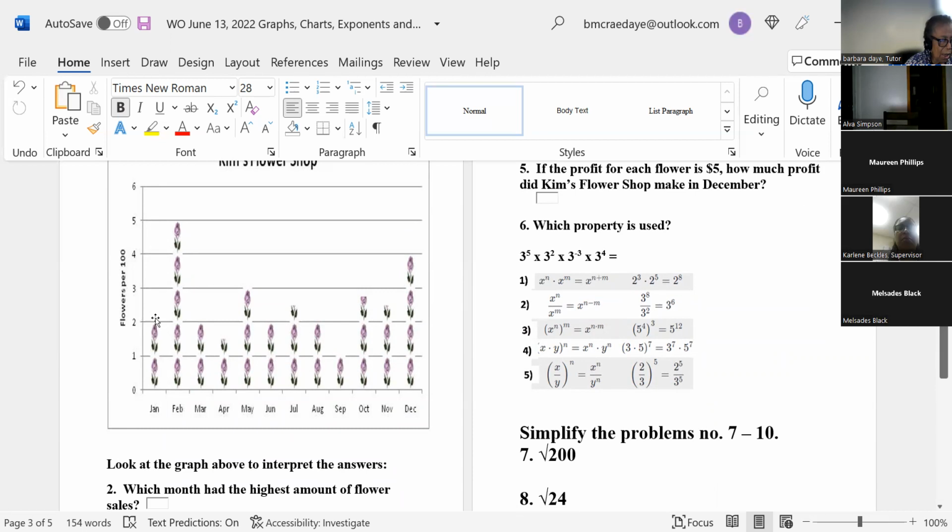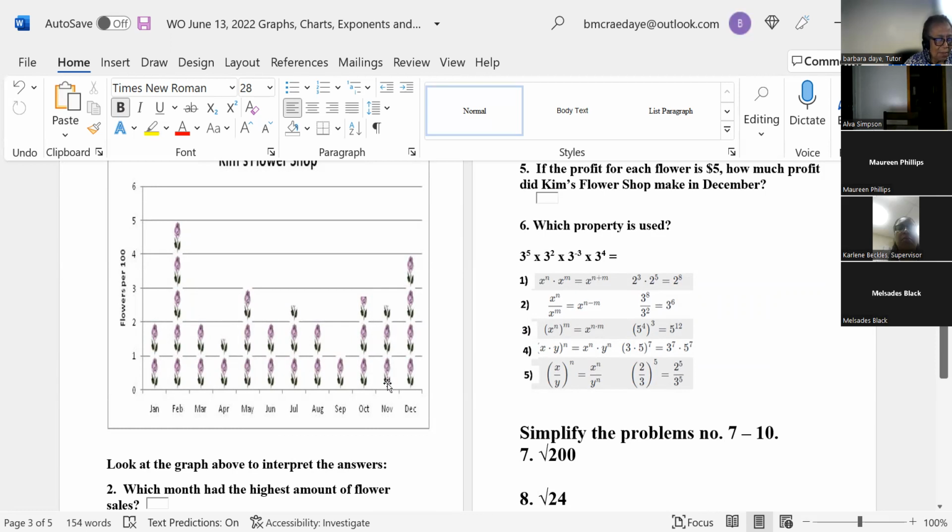Okay, Alva. How many flowers in May? How many flowers do you see for May? 300. Yes. How many flowers for November?